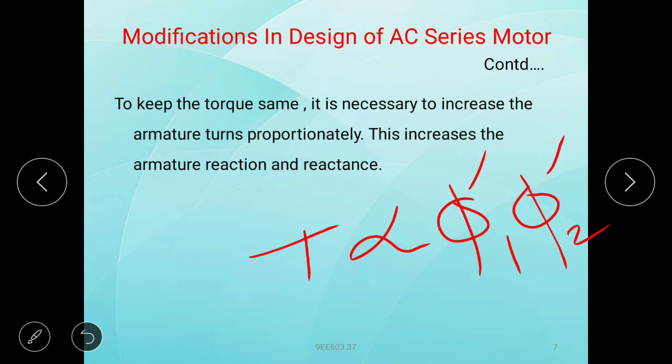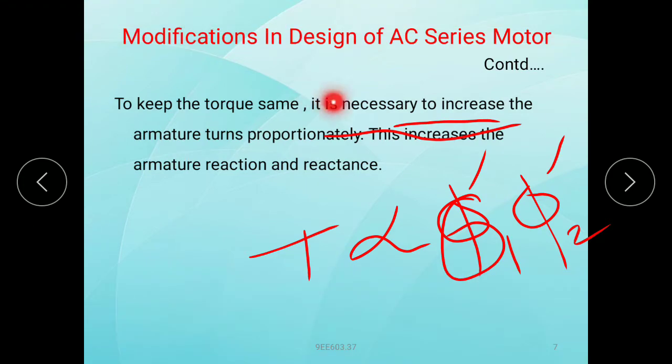So how can we increase the flux phi 1? It is necessary to increase the armature turns. When the armature turns are increased, the flux phi 1 increases. This increases the armature reaction and reactance.